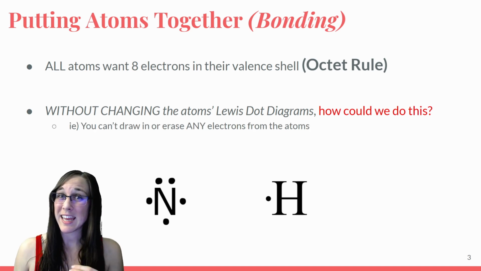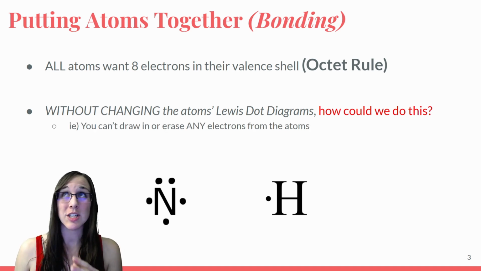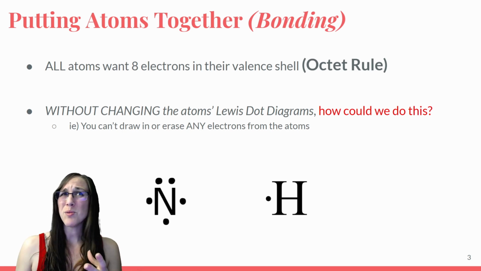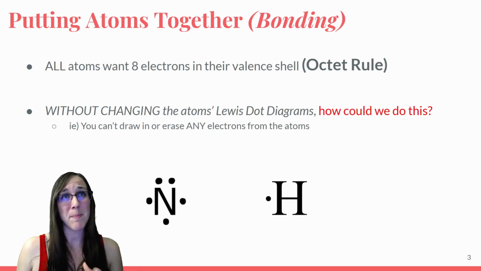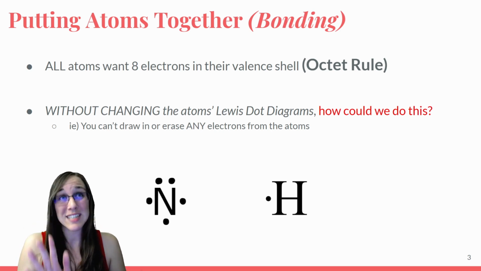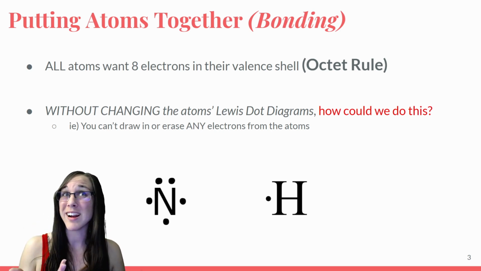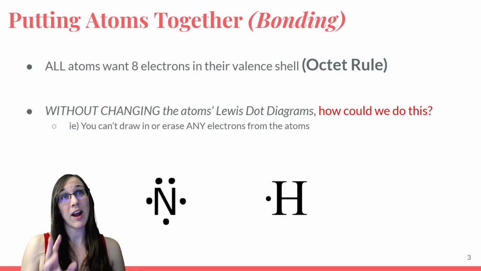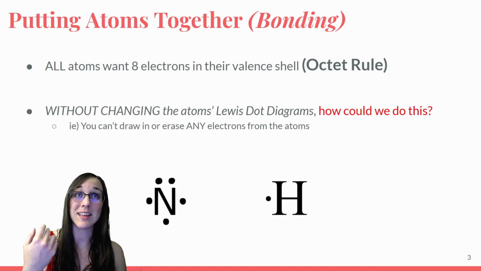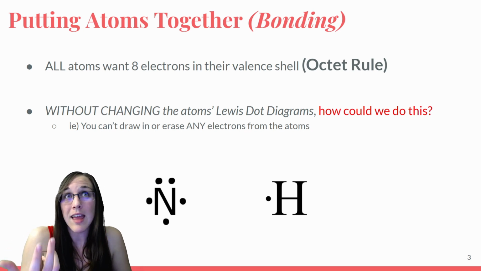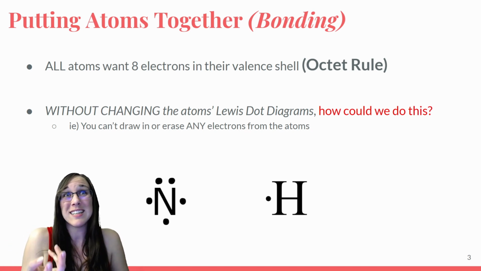So without adding in any more electrons to the nitrogen or to the hydrogen, without erasing any electrons, how could we make both of these atoms happy? How could we fulfill their destiny in that they all want an octet? Minus the case for hydrogen. Hydrogen's happy with 2, remember, from the shell model lessons and everything in the past. But otherwise, the atoms want 8. They want an octet to be happy.